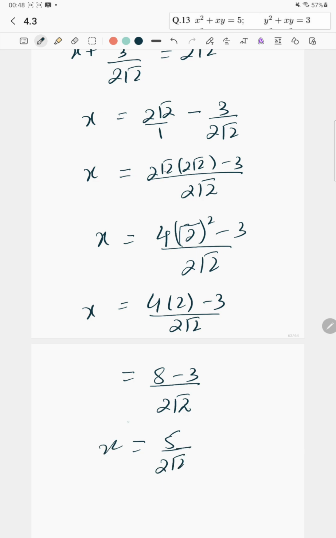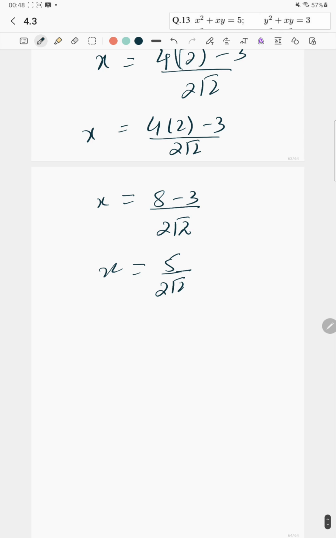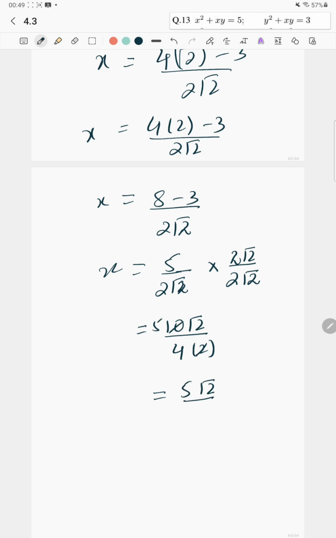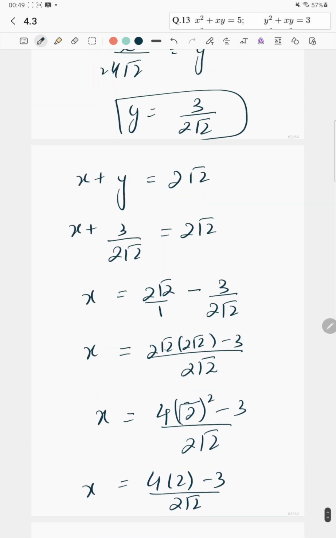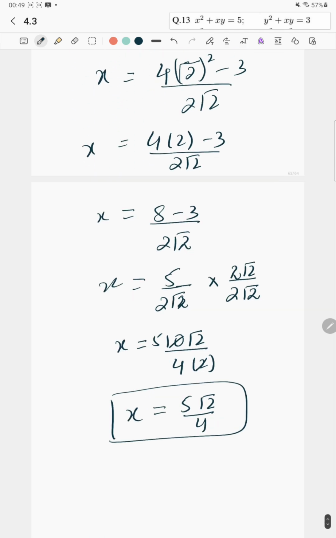So if I need to remove the radical sign from the denominator, I will do the rationalization and multiply it with 2 square root 2 and divide it with 2 square root 2. So what will happen? I will get 10 square root 2 over 2 times 2 is 4 and 2. So I will get 5 square root 2 by 4, which is equal to x. So I get the value of x for which y is 3 over 2 square root 2.